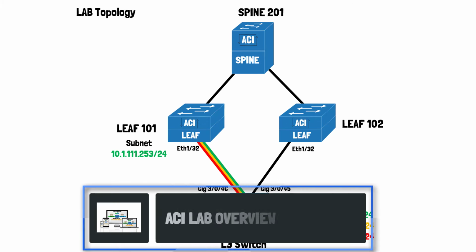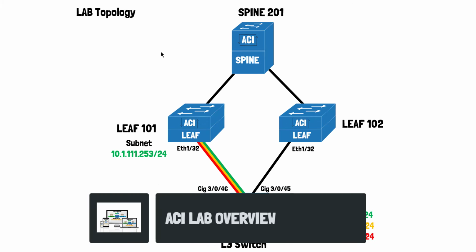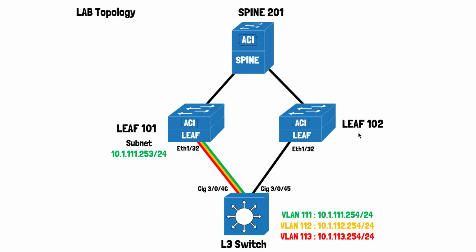Here's my lab. We have two leaf nodes here. One is 101 and one is 102. And there's a spine over there. Both the leaves are already added to the fabric. If you want a separate video on that, that's pretty easy actually, I can make a separate video on that, no problem. And you can also do that on the simulator if you need to.